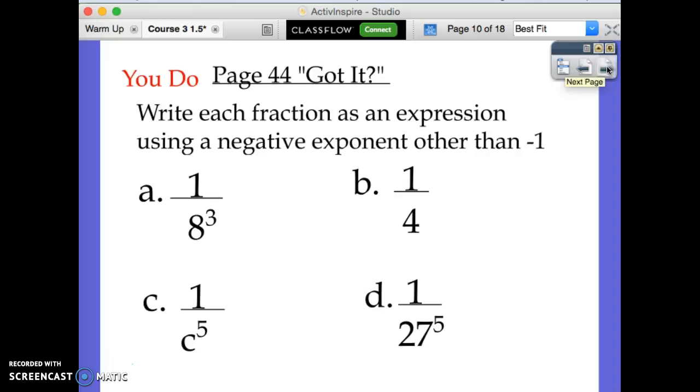Try the Got It on page 44. It's the bottom one. Again, have the sub pause the video, and then we'll check your answers in a minute.